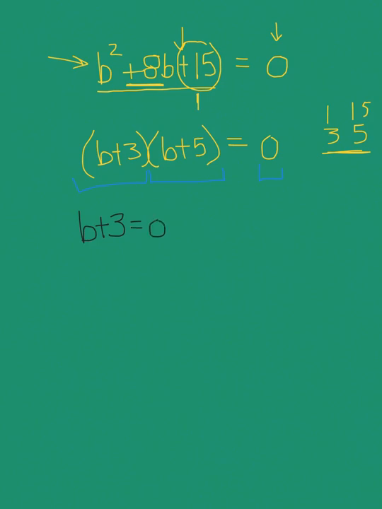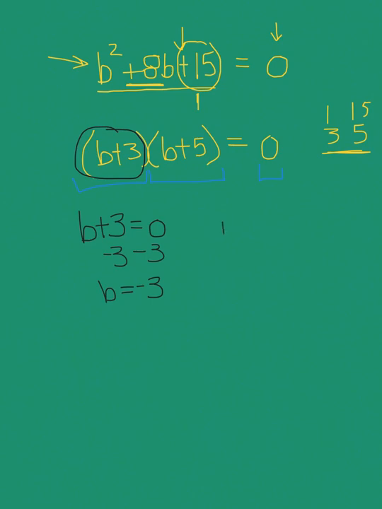And ask yourselves, when does b plus 3 equal 0? What would the b value happen to be? Well, to do that, I just isolate b. So when b is negative 3, this part right here will have a value of 0. If this is 0, it doesn't make a difference what you're multiplying it by. You're going to get 0.